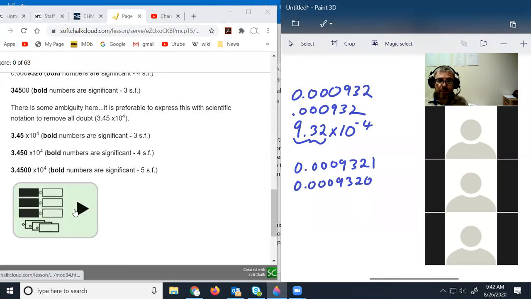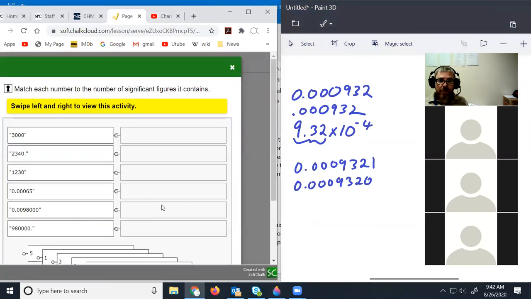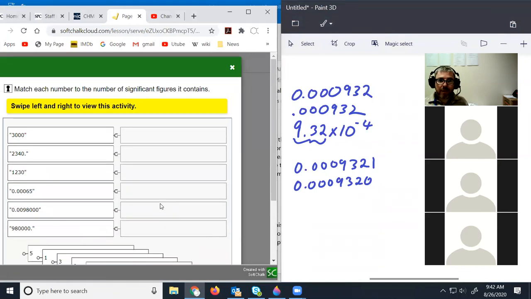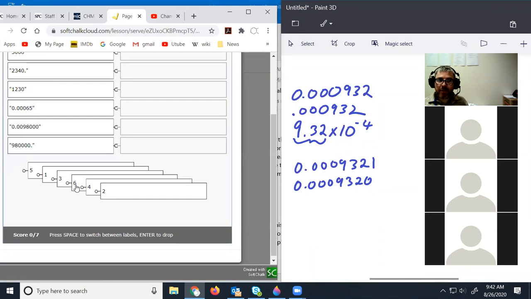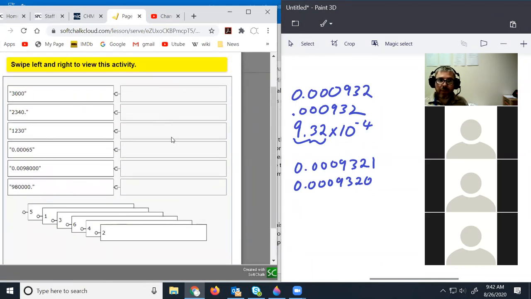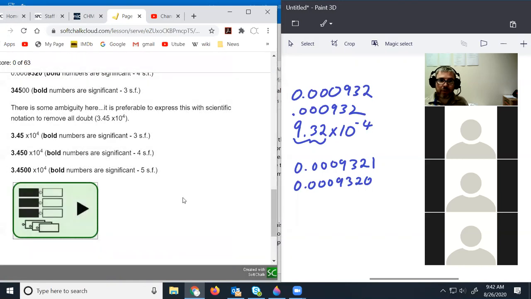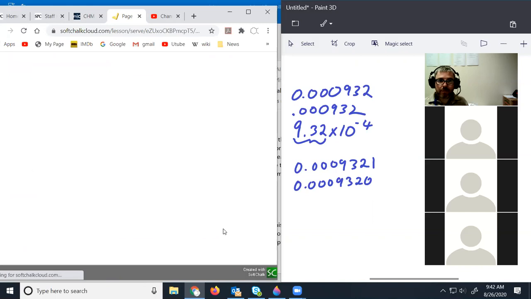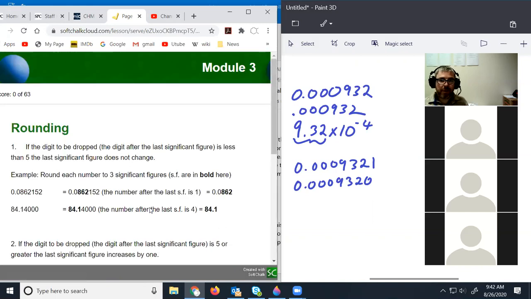Okay, so if you do the soft chalk here, I have some pretty neat interactive exercises that will allow you to make sure that you understand what you've read here. So these are really cool, actually. Some of them are a bit cruel, but they're pretty cool at the same time.